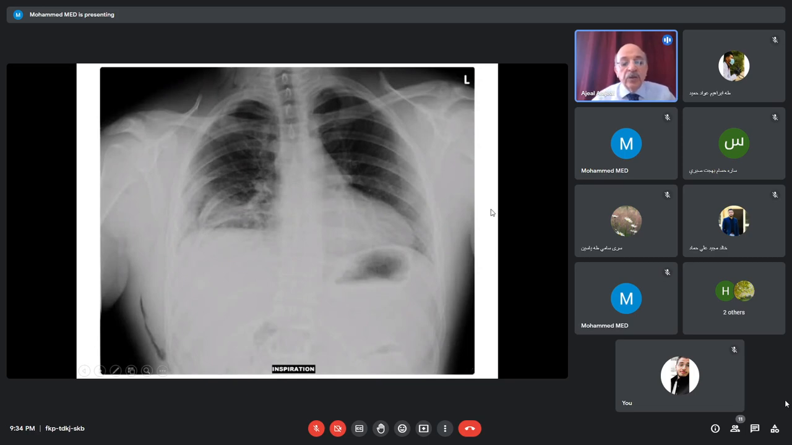Yes, here is the chest x-ray, and you can see here on the right side, lower down, there is a fractured rib. Yes, exactly. Very good, Muhammad. This is the fractured rib. So what the fractured rib has done, it lacerated the lung, causing what we call hemothorax. The right costophrenic angle is obliterated.